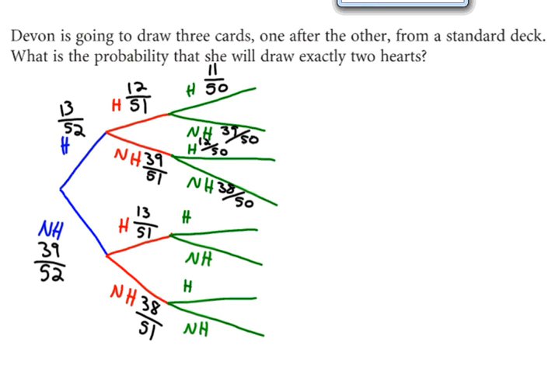Now let's work on the lower part of the tree diagram. And we'll go along the path that she chooses not a heart, then a heart, and we have to find the probability of choosing another heart. Here we get 12 out of 50. Now we'll go along the path not a heart, then a heart, find the probability of not a heart. We get 38 out of 50.